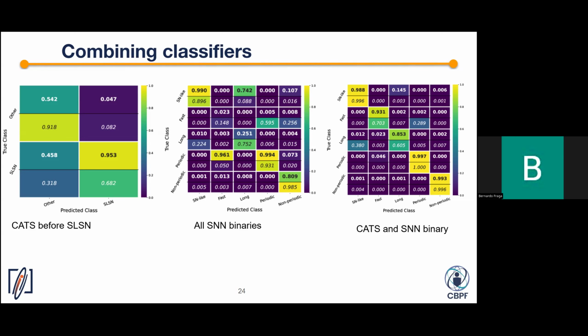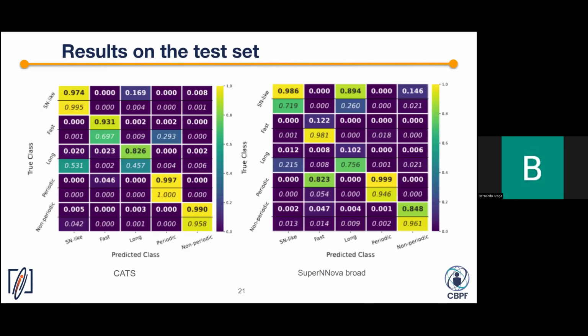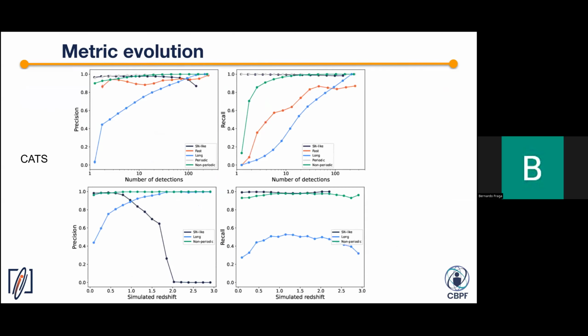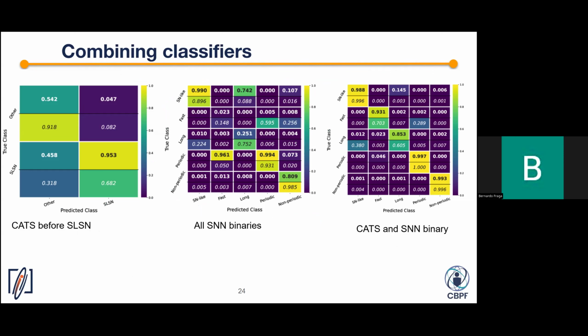And one potential way to improve the results is to combine, for example, several binary classifiers into one multi-class classifier. This is what is done here with the supernova binaries. We basically take all those here and say that the highest probability of them is the result. So you can see that compared to the supernova broad, these results are better in general, both in purity and in completeness for basically all classes. Okay, I'll mention this later on.